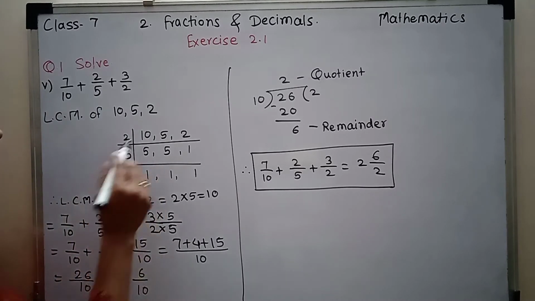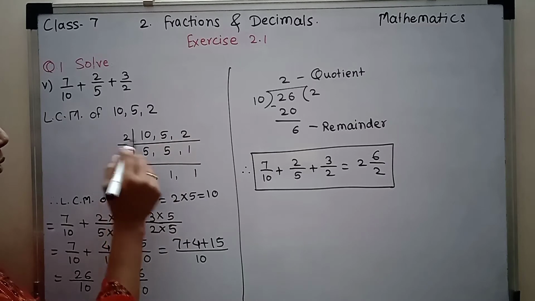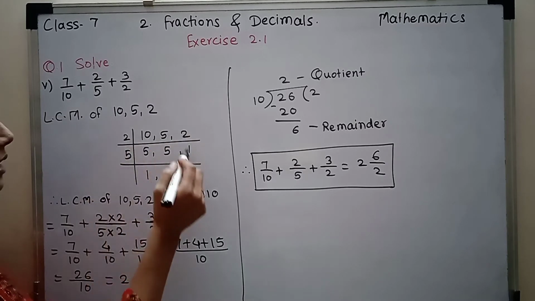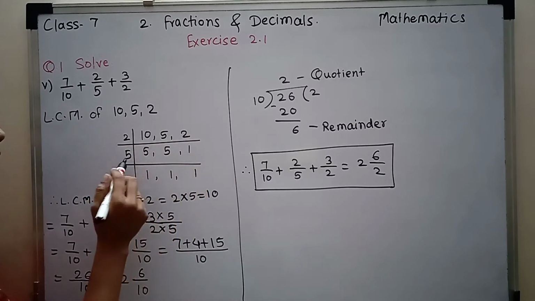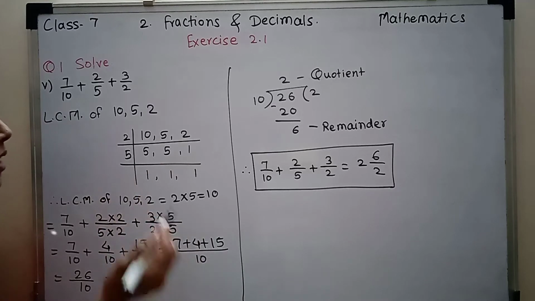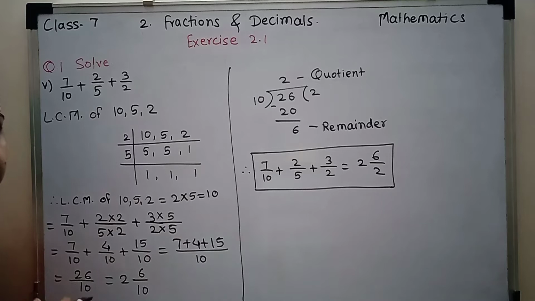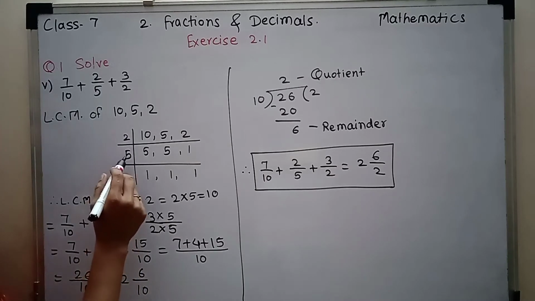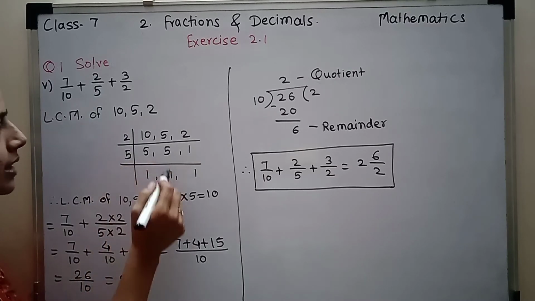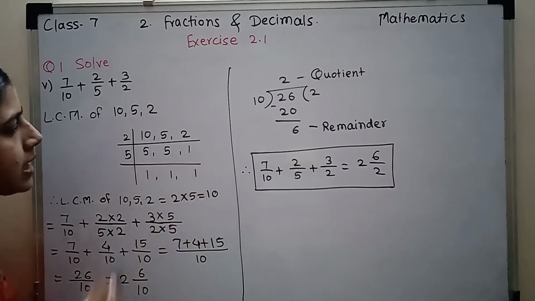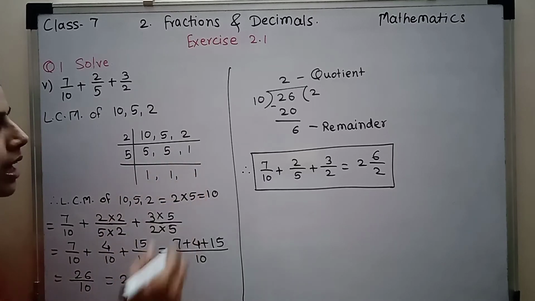Next, 5 cannot be divided by 2. So, keep it as it is, and 2 ones are 2. So, next number is what? Next prime number is 3. But these numbers are not divisible by 3. Next prime number is 5. So, 5 ones are 5, and 1 will remain as it is. So, all numbers are 1 over here.